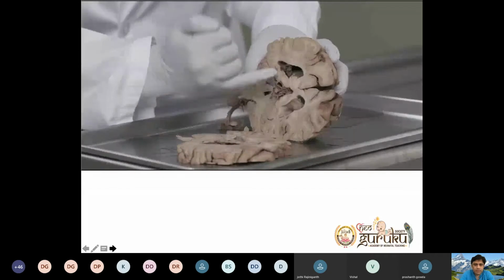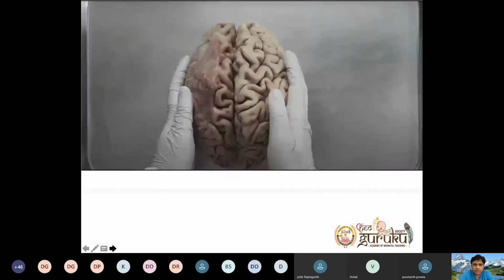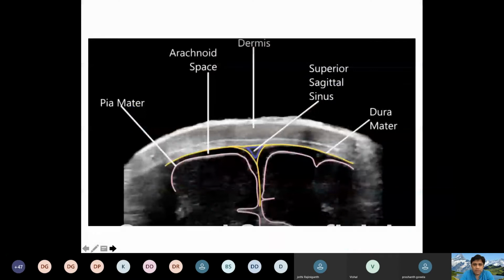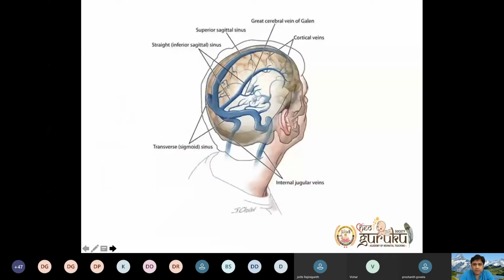So right now it's 2:30, 2:40. So I'll quickly move on to the next section. Yeah, this is how it looks like.